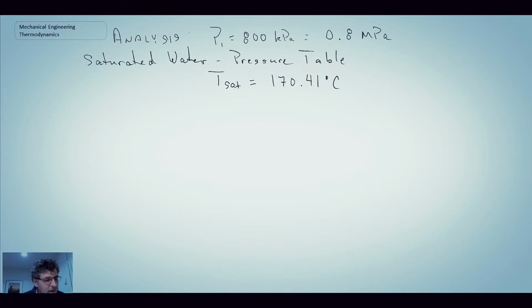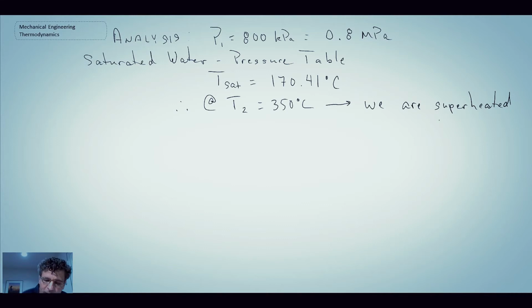What that also tells us is that, as I sketched on the figure earlier, T2 equals 350 degrees C, which is higher than 170, and that means that we are superheated. Which makes sense because we start off in the two-phase region, we add heat. There's only one place we're going to go, and that's into superheated vapor.